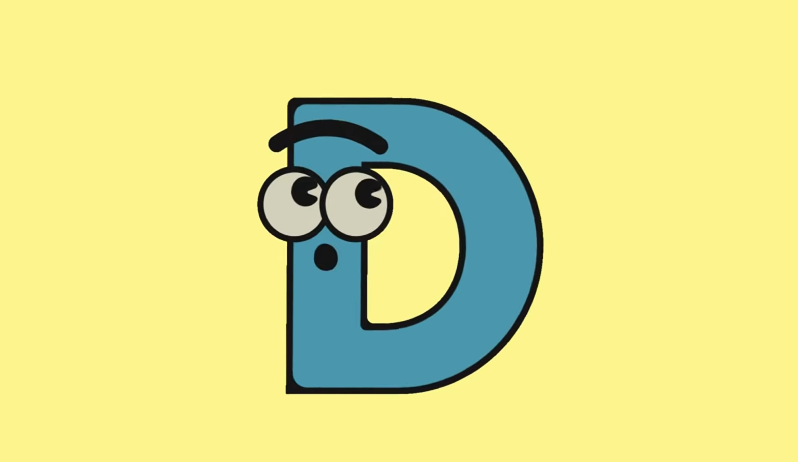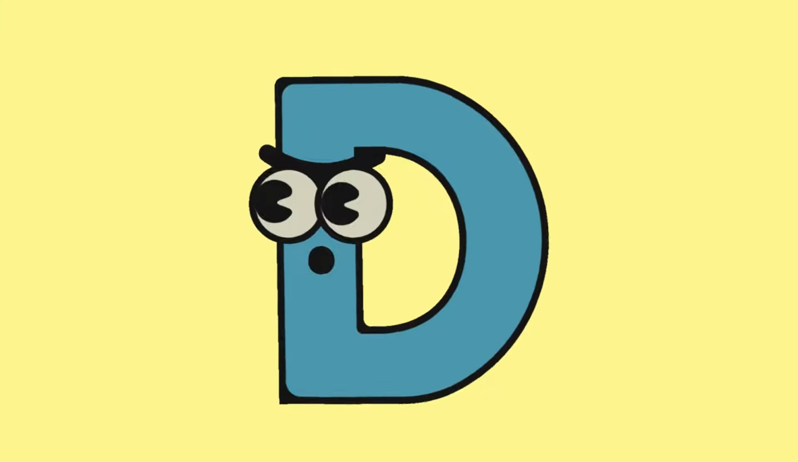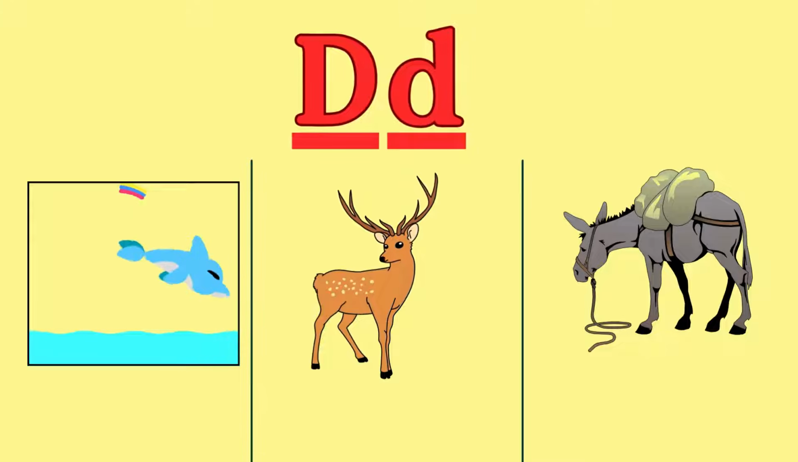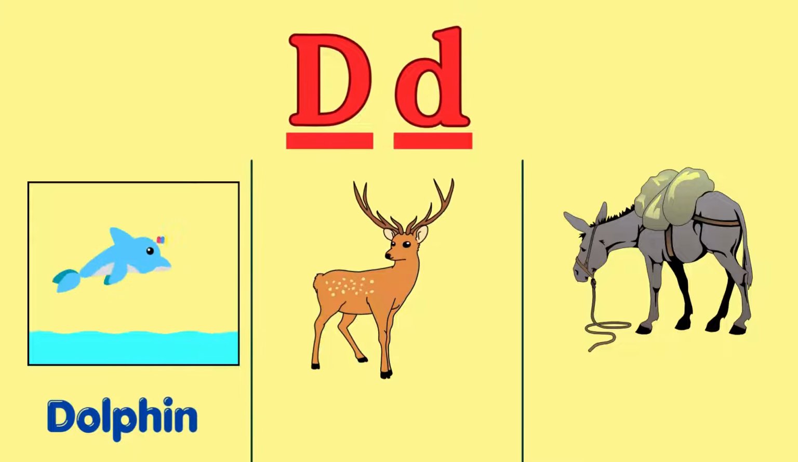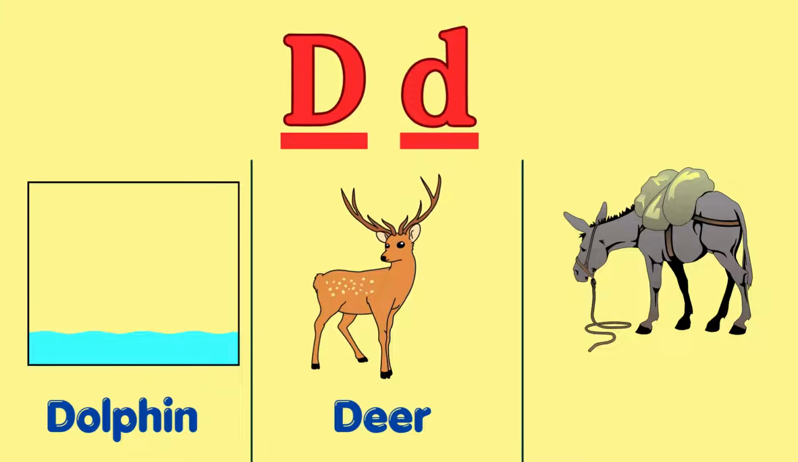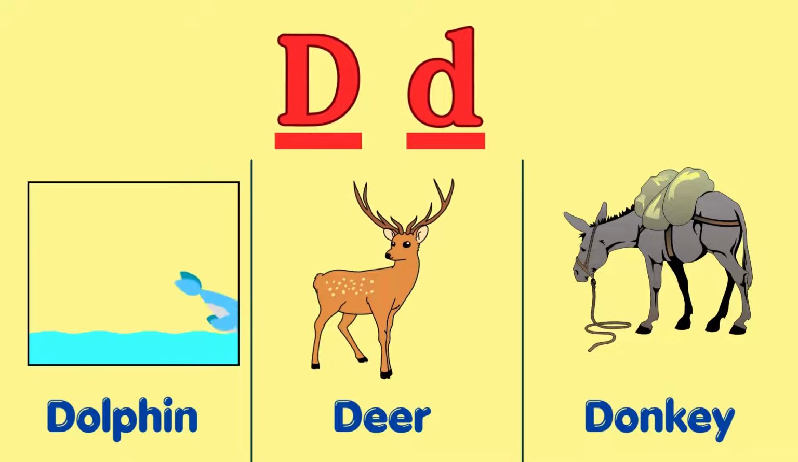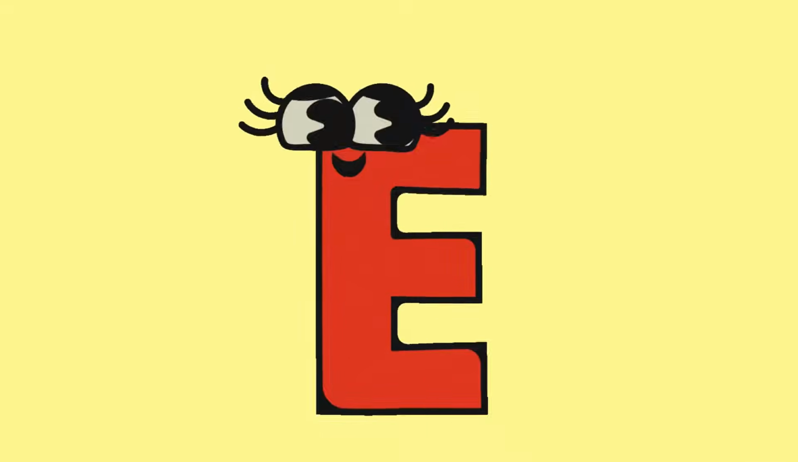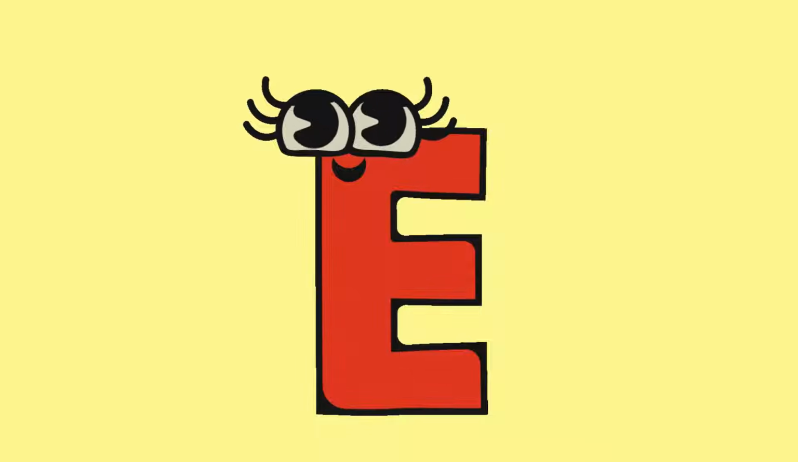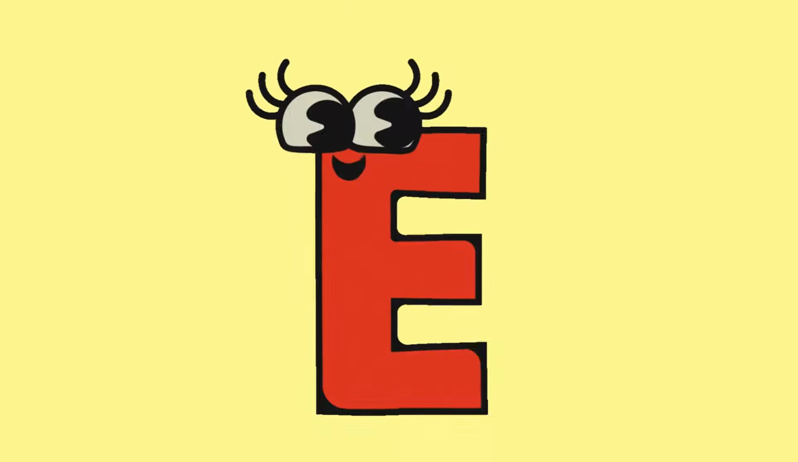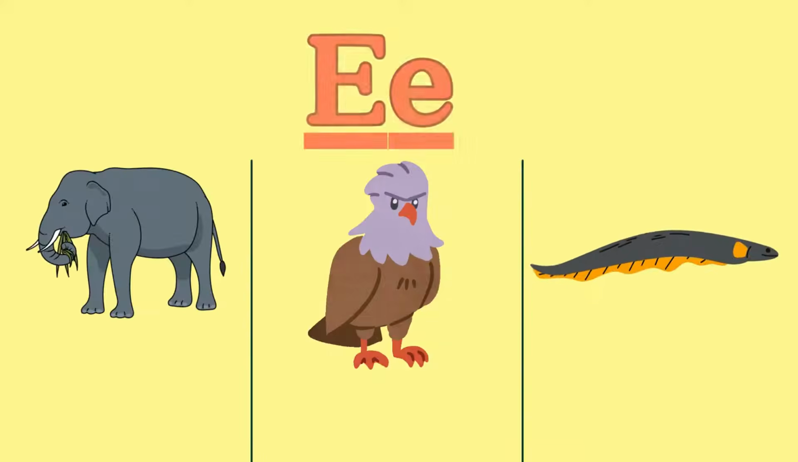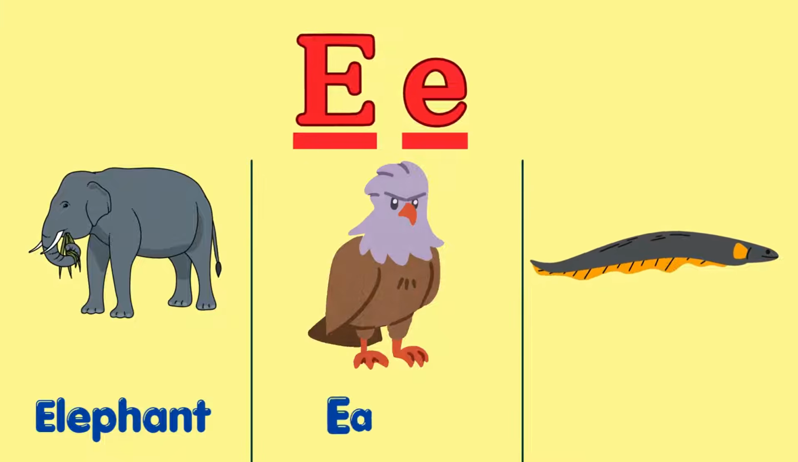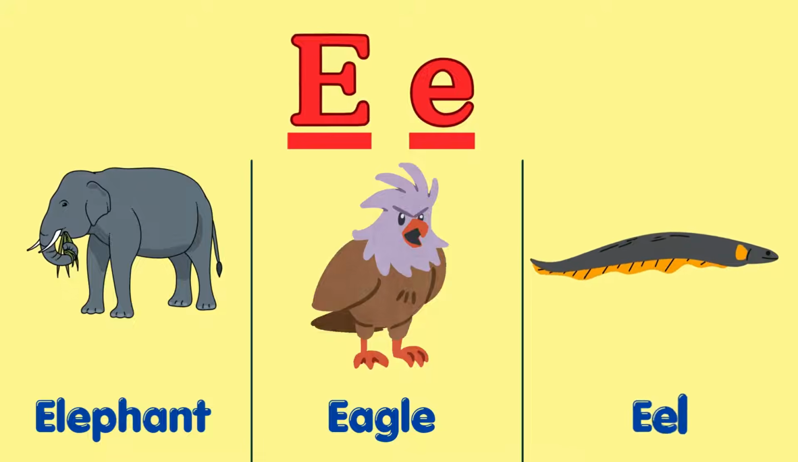Letter D. D is for dolphin, deer, donkey. Letter E. E is for elephant, eagle, eel.